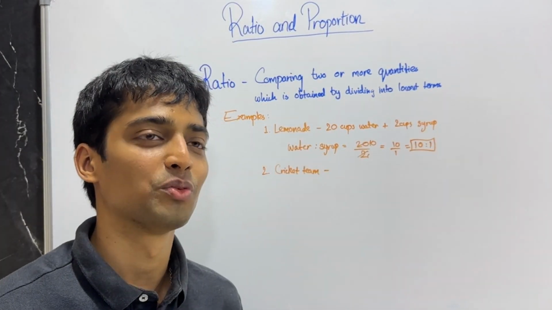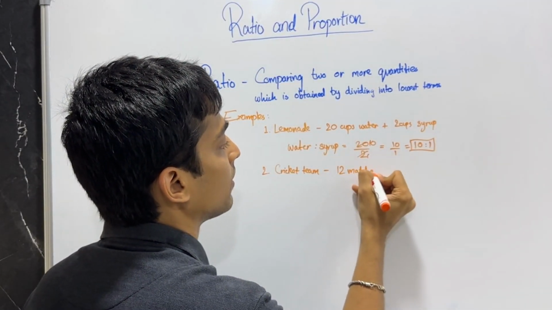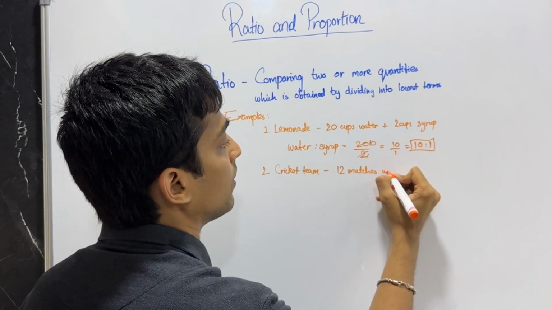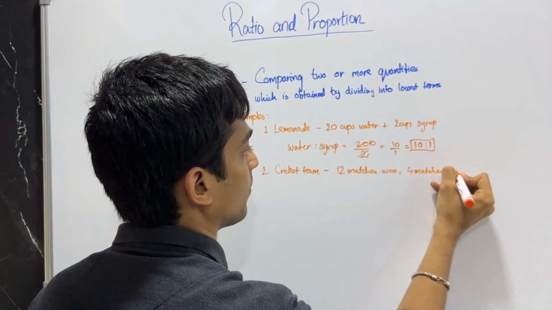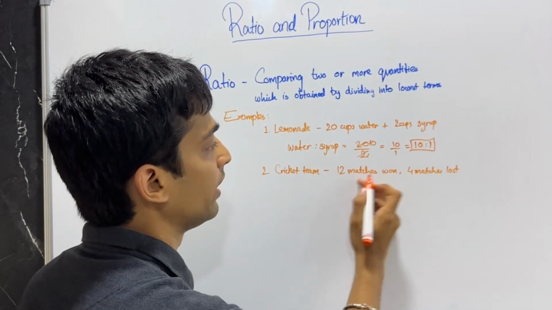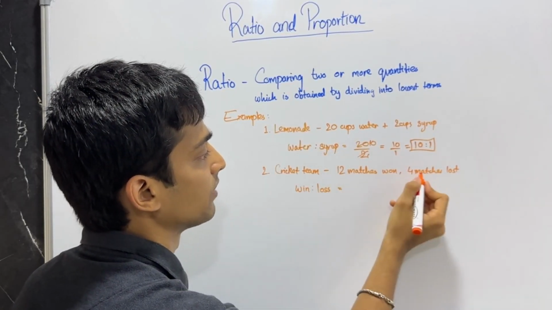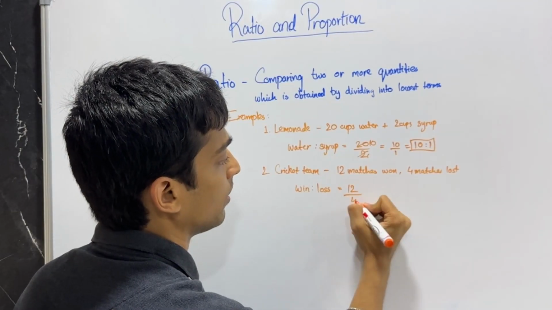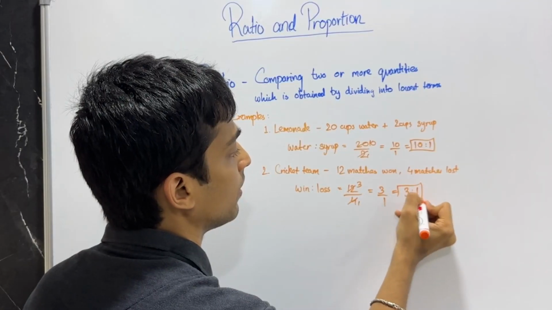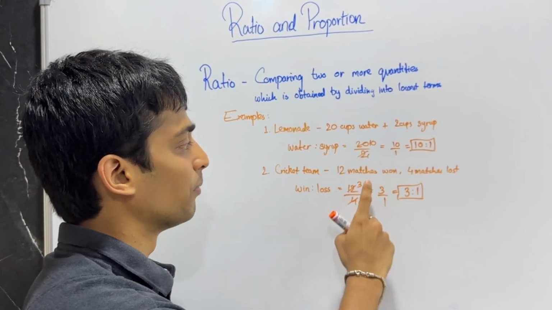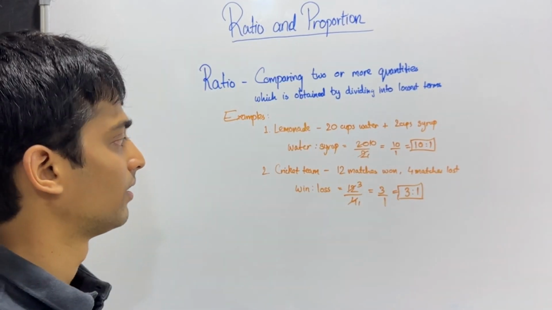Let's say Mumbai Indians won 12 matches but lost 4 matches. Okay, let's find the ratio of win to loss. So the ratio of win to loss would be, we just divide it, 12 upon 4. We simplify it, 3 upon 1, which is 3:1. Now looking at this, we can understand Mumbai Indians has won 3 times than it has lost. Let's take the last example.